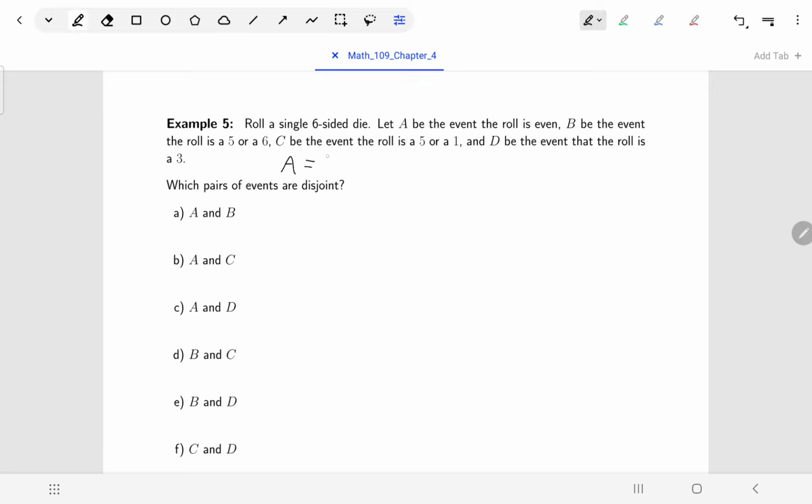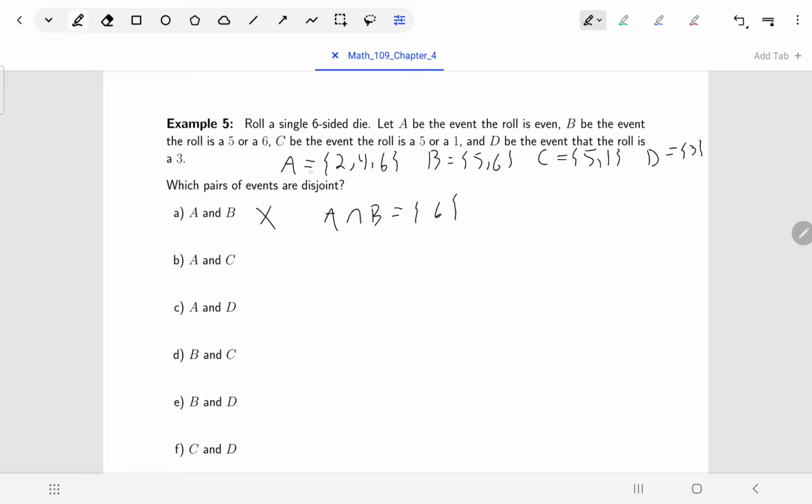A, we're rolling an even number, so a 2, 4, or a 6. B, we're rolling a 5 or a 6. C, we're rolling a 5 or a 1. And D, we're rolling a 3. And we're interested in who's disjoint, who's not disjoint. So A and B, are they disjoint? No, they are not. And that's because A intersect B has something inside of it. There's a 6 that's inside of A intersect B.